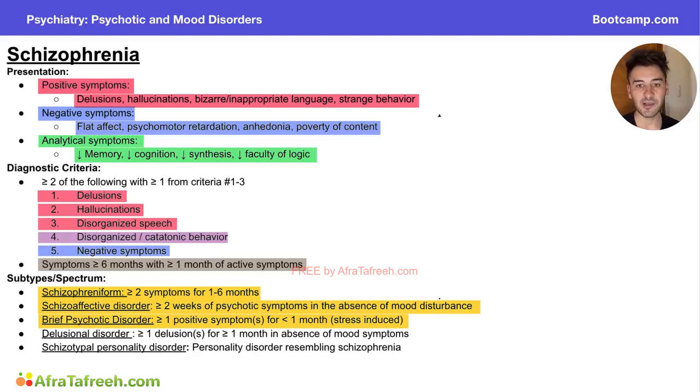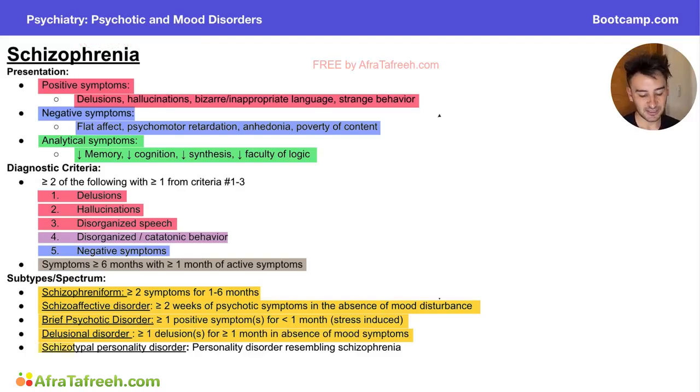Now, moving on to talking about delusional disorder. This is going to be greater than or equal to one delusion for greater than or equal to 1 month in the absence of mood symptoms. So this is essentially a person who is experiencing delusions for longer than a month and they don't have any bipolar or depression. So it's classically going to be delusions as their main positive symptom here. And really, they're not going to have any of the other schizophrenia type symptoms like negative symptoms. And they're also not going to have the mood disturbance that we associate with schizoaffective disorder.